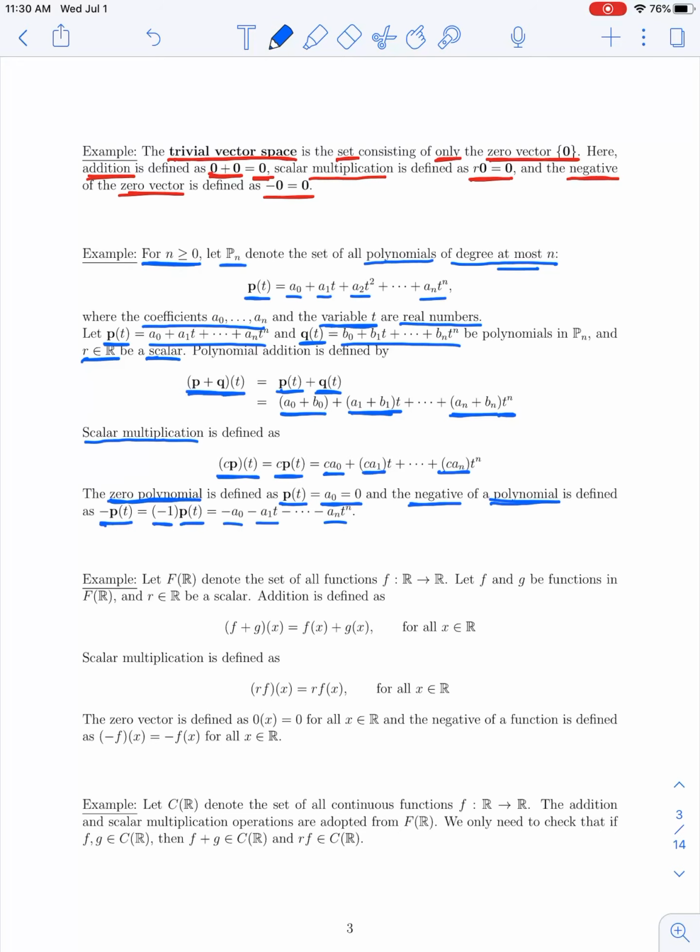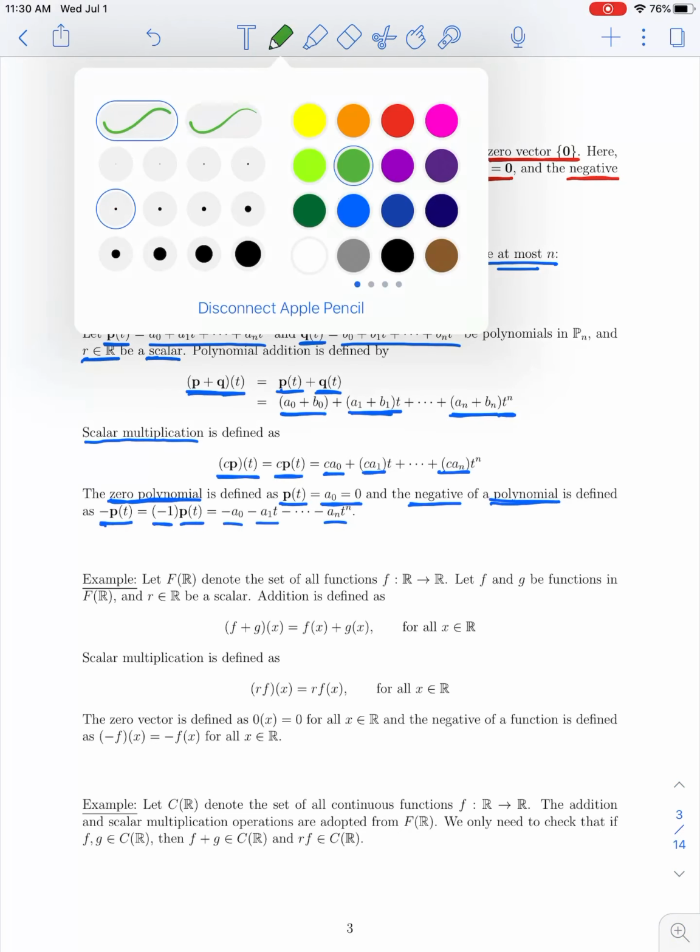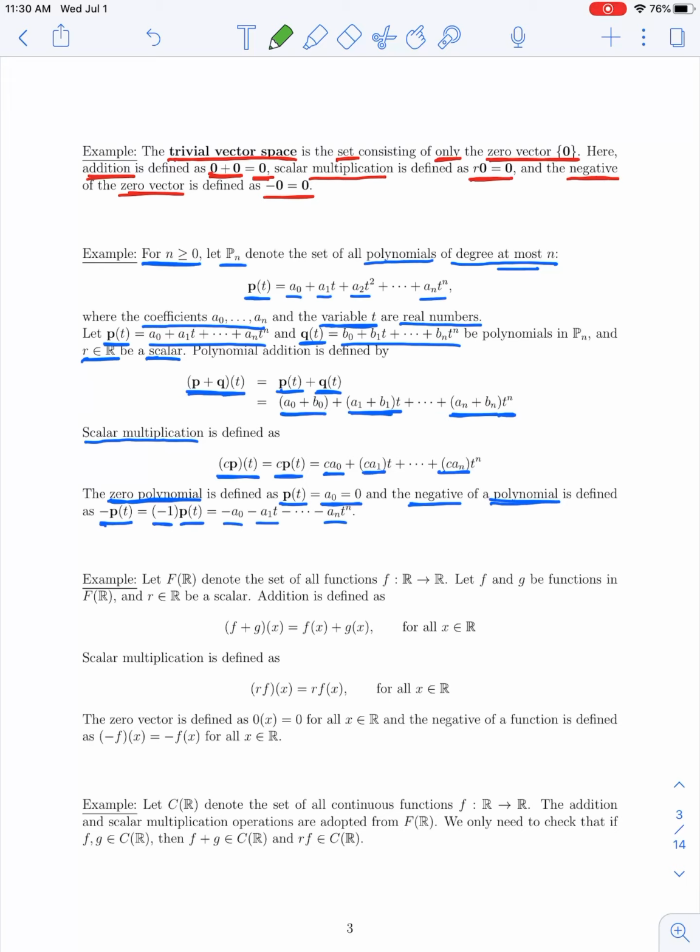Now we can define functions which are not just polynomials. So let's let capital F of R denote the set of all functions f which are mapping the real line onto itself. So capital F of R is the set of all functions of a single variable which are real valued.